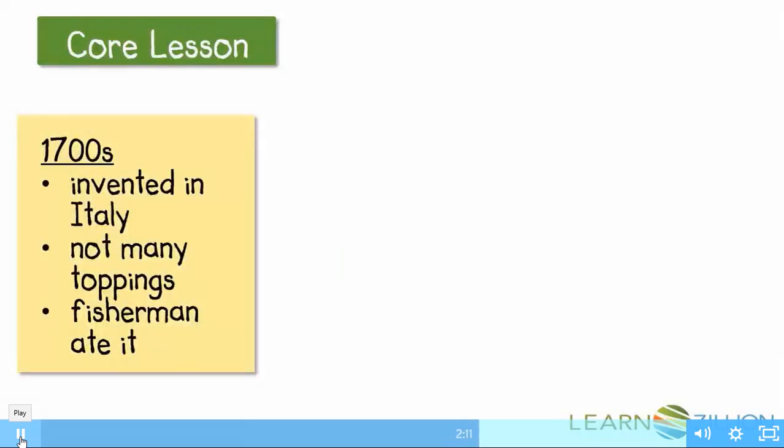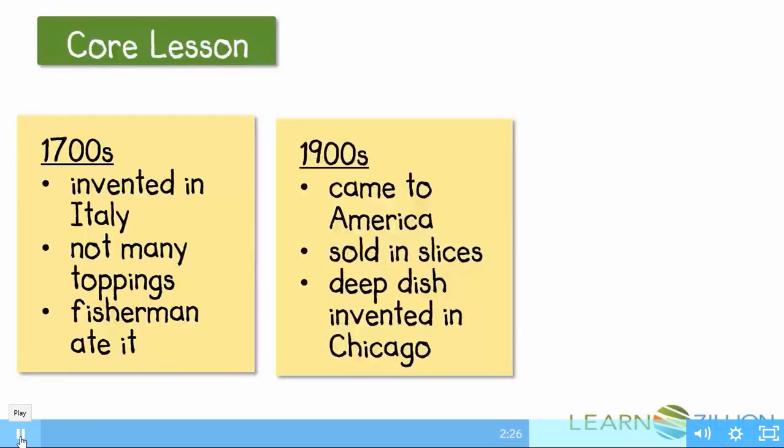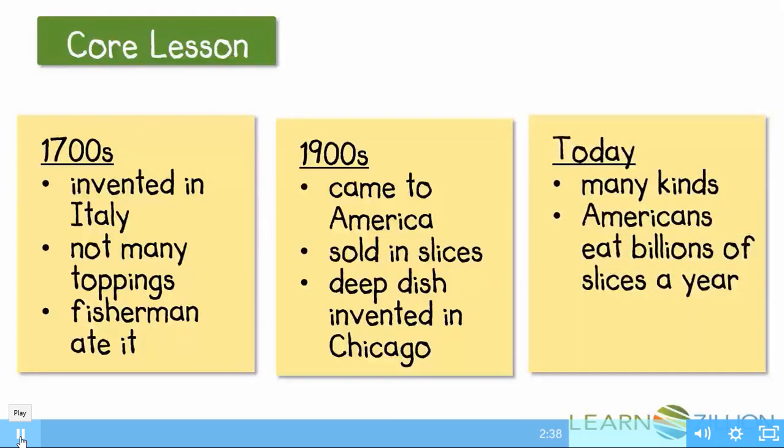Here's what I learned about pizza in the 1700s. It was invented in Italy, not many toppings, and fishermen ate it. Okay, the next time in the text structure was the 1900s, and that's when pizza came to America. It was sold in slices, and deep dish was invented in Chicago. So it went 1700s, 1900s, and then it talked about pizza today, where there are many kinds, and Americans eat billions of slices a year. So I took the text structure, time order, and I used the different sections of that time order text structure to organize the information that I was reading.